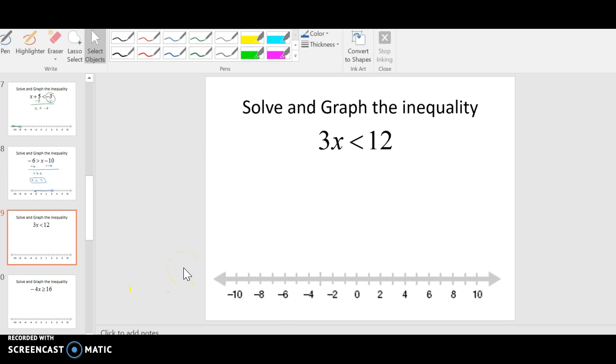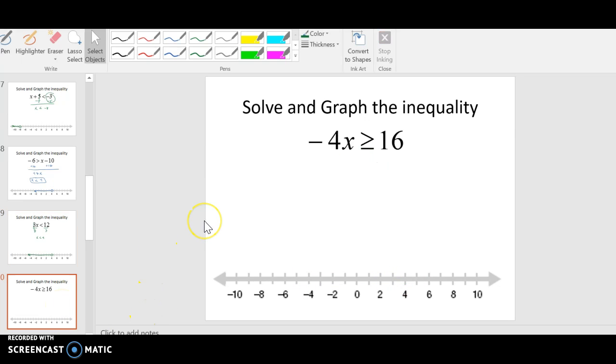Now, 3 is linked to x in this problem by multiplication. How do we undo multiplication? Using division. So I'm going to go ahead and divide by 3, and I get x is less than 4. So open dot, shade to the left.